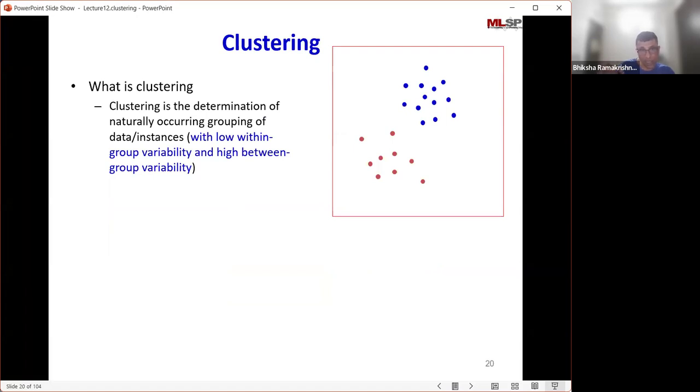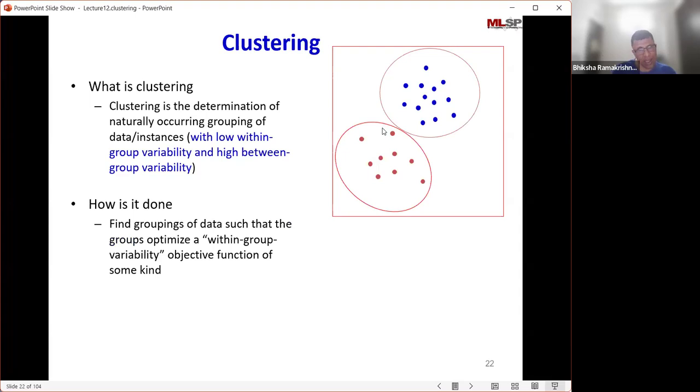Now, clustering is the determination of naturally occurring groupings of data instances. What do I mean by grouping? You want low within-group variability and high between-group variability, meaning all the data within a cluster must be similar to one another, but across clusters, they must be far apart. And so here, the two obvious clusters for this picture are these guys, right?